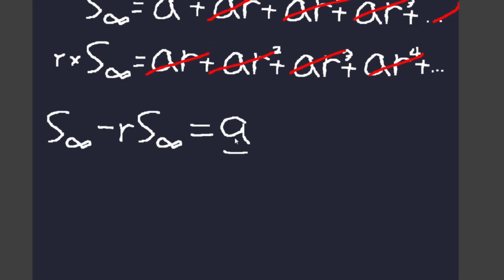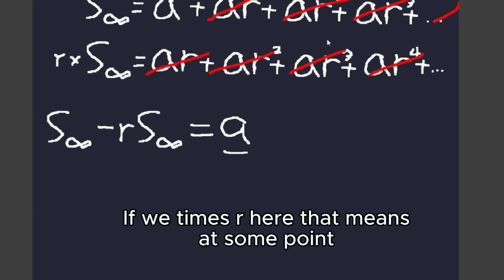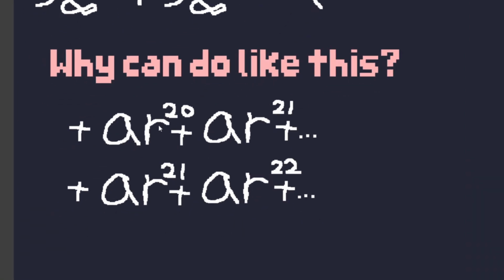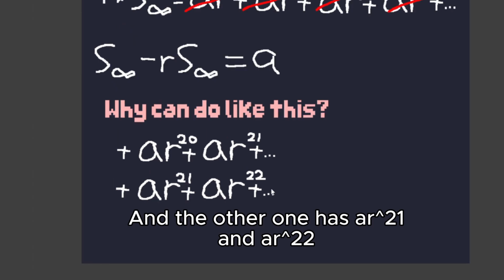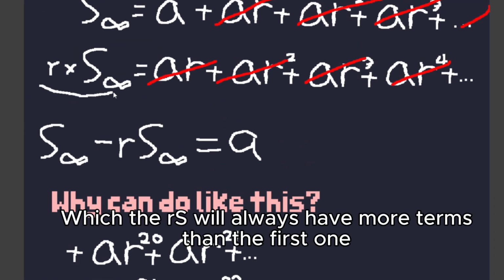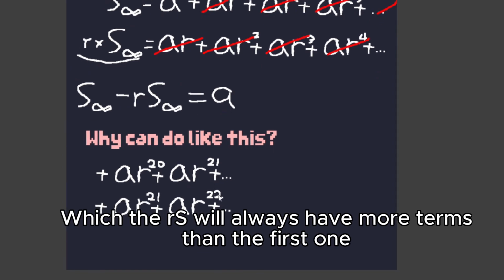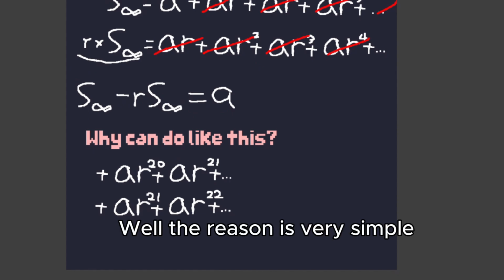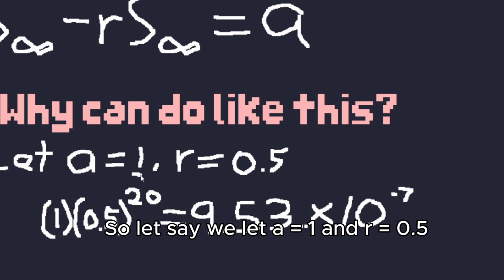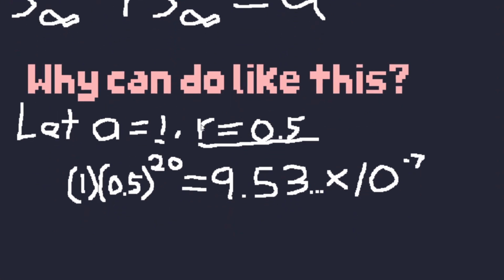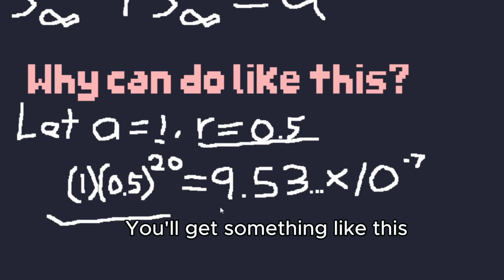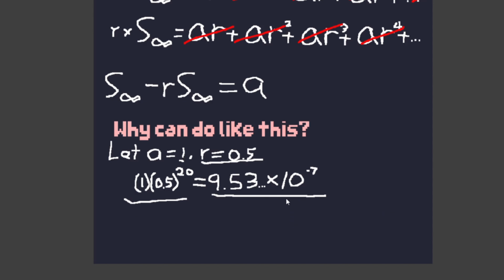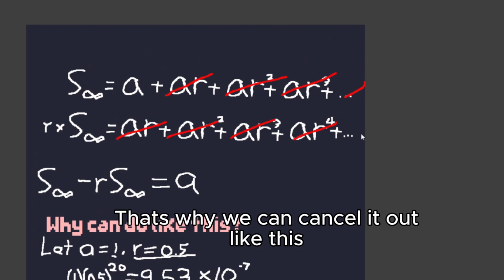Now you may ask, if we times R here, that means at some point we will have AR20, AR21, and the other one has AR21 and AR22, which the R times infinite summation here will always have more terms than the first one. So why can we do this? Well, the reason is very simple. So let's say we let A equals 1 and R equals 0.5. If you use your calculator, you calculate this thing, you'll get something like this. If something is so small like this, it doesn't matter anymore. That's why we can cancel it out like this.